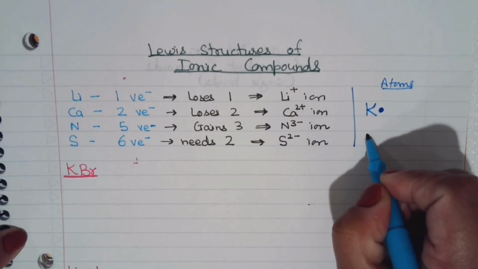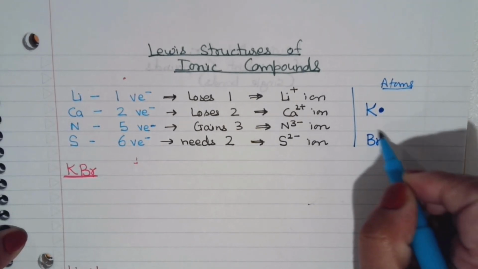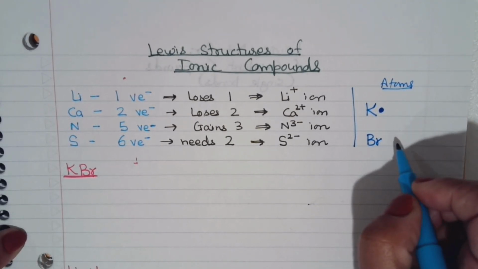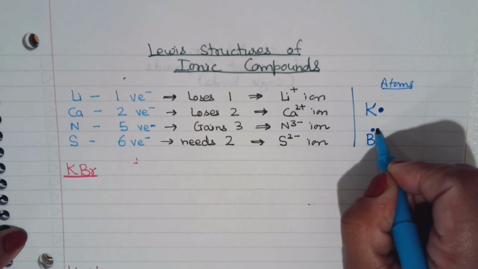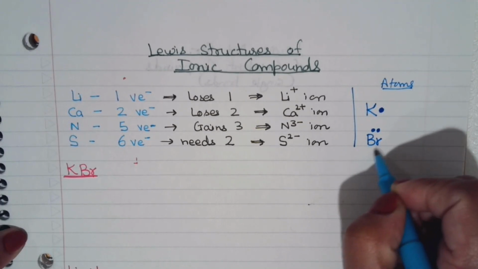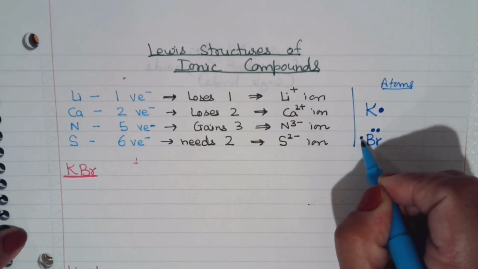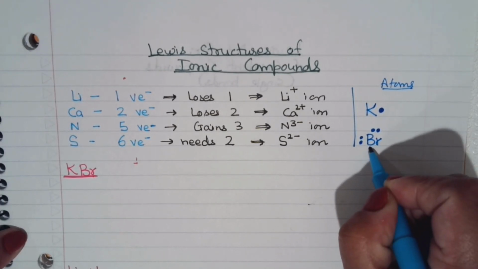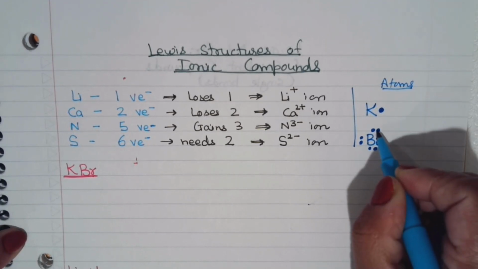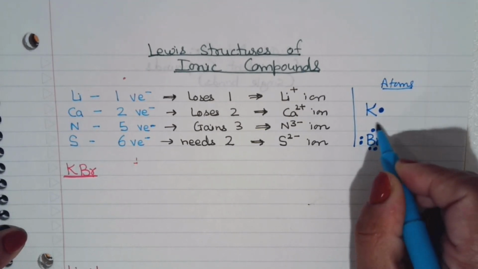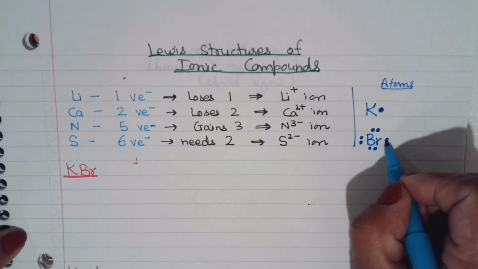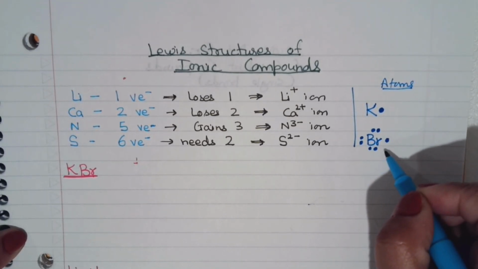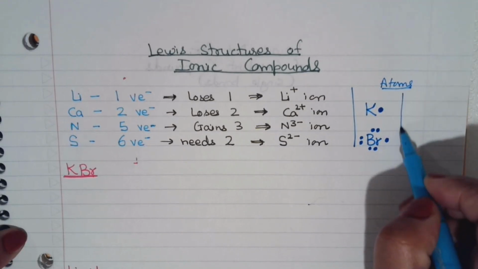And bromine, since it's in group 17, has 7 valence electrons. So we can write down the symbol of bromine and put 7 dots around it. 2, 4, 6. We usually draw the dots in pairs, right? And then 7. So this is the Lewis dot structure of bromine.